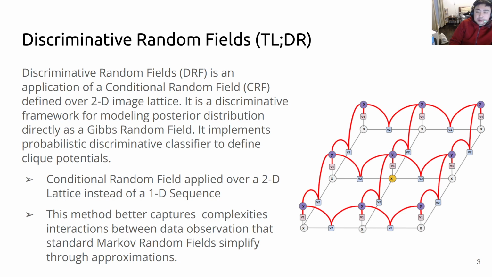So there are two main contributions that the paper I discussed earlier made. Basically, they use a conditional random field over a 2D lattice instead of a 1D sequence, which is pretty much the original purpose of conditional random fields and Markov random fields as well. And the conditional random field is a better method that captures interactions between the data observations that are simplified or approximated when using a Markov random field.